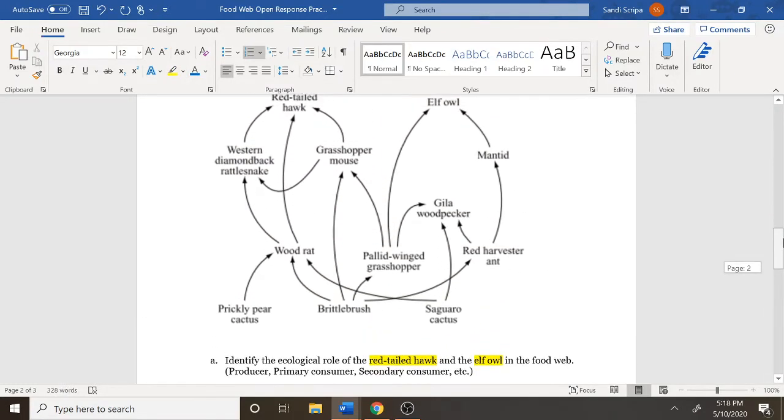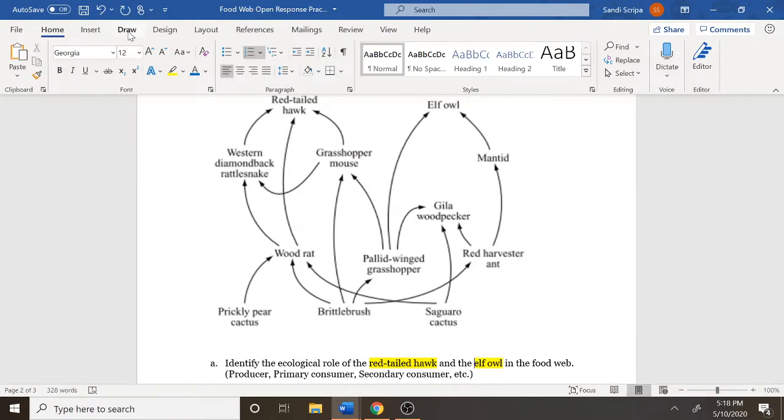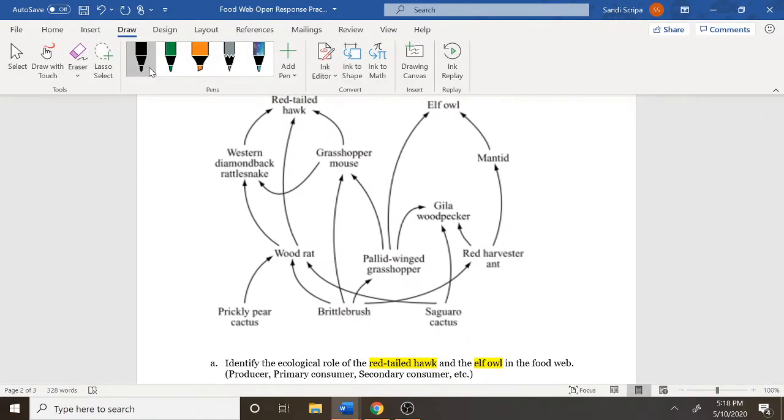All right, and if you watched my other video the other week, I did do this very quickly, but we're going to do it again. So let's start with our producers. So our producers are the plants, right? So I know that a cactus is a plant, so this is my producer. A saguaro cactus, again, that's a plant, that's a producer. And brittlebrush, that one you probably haven't heard of before, but just like the other cactuses, they just have arrows pointing away from it and not towards it, which means that it is also a producer.